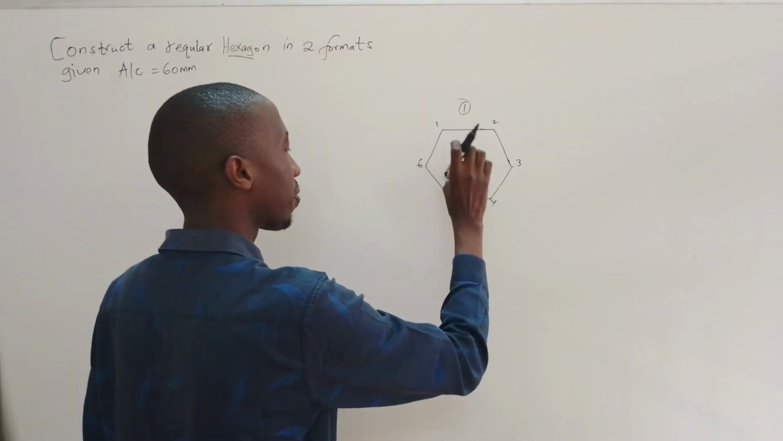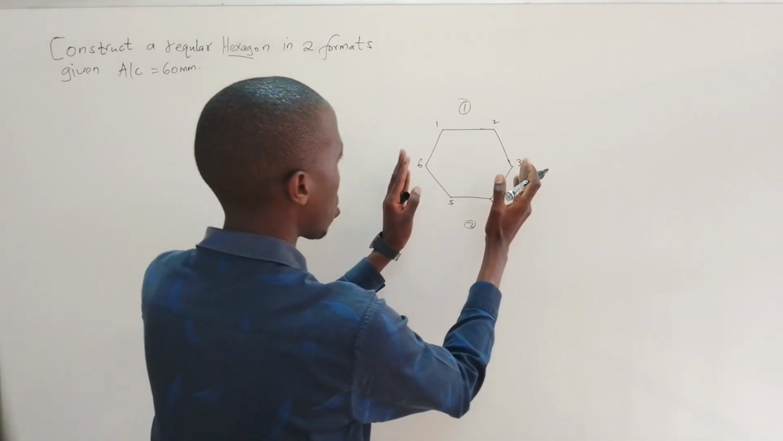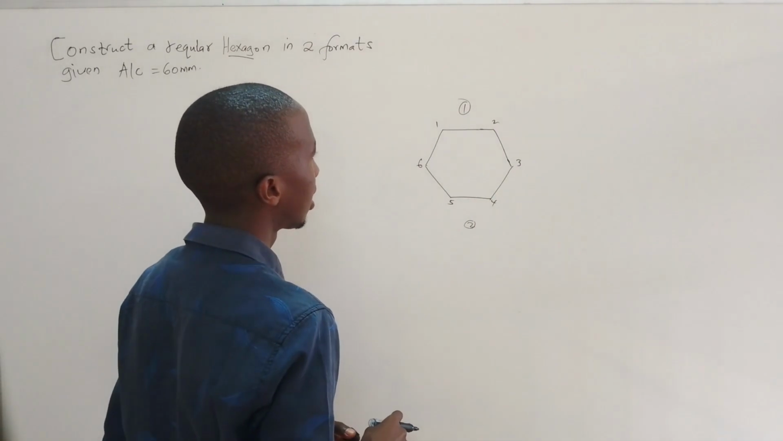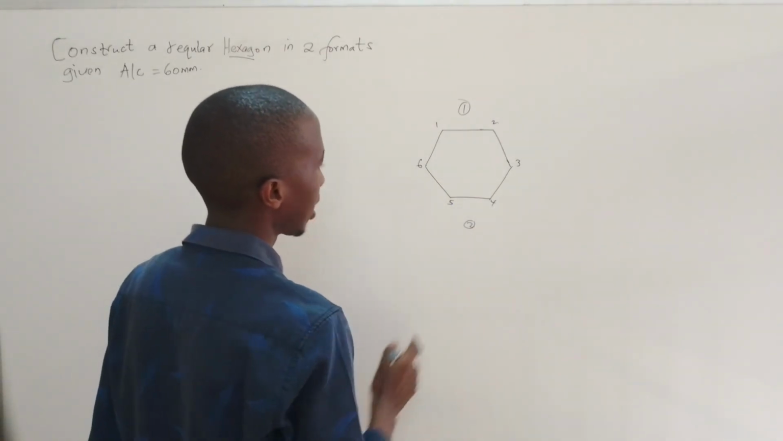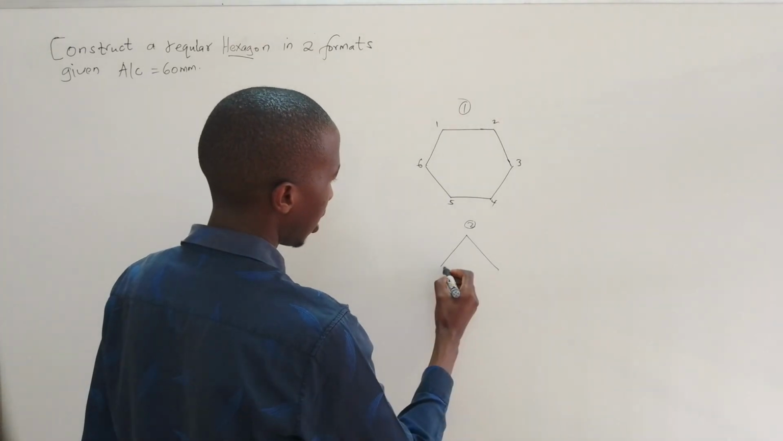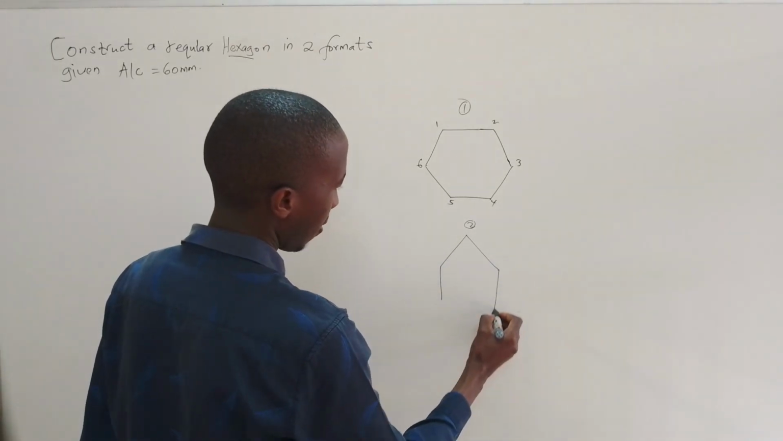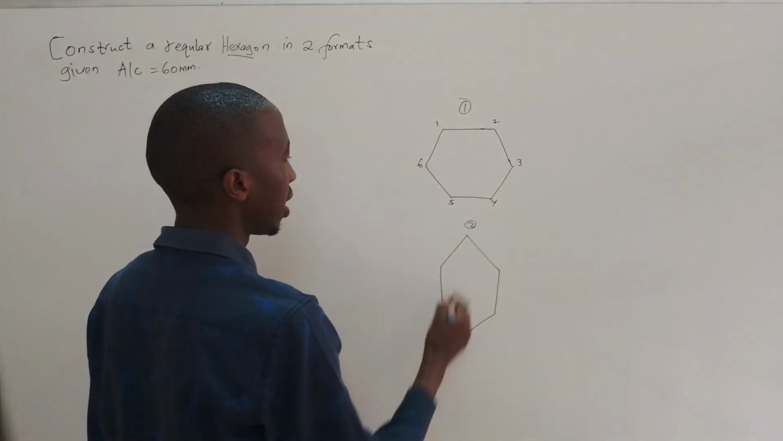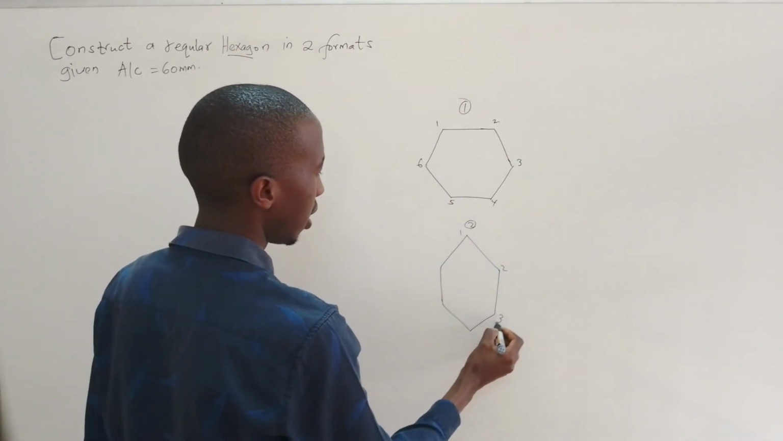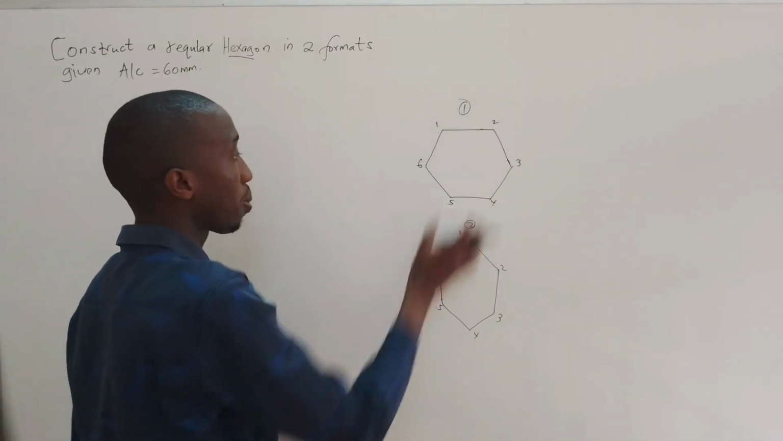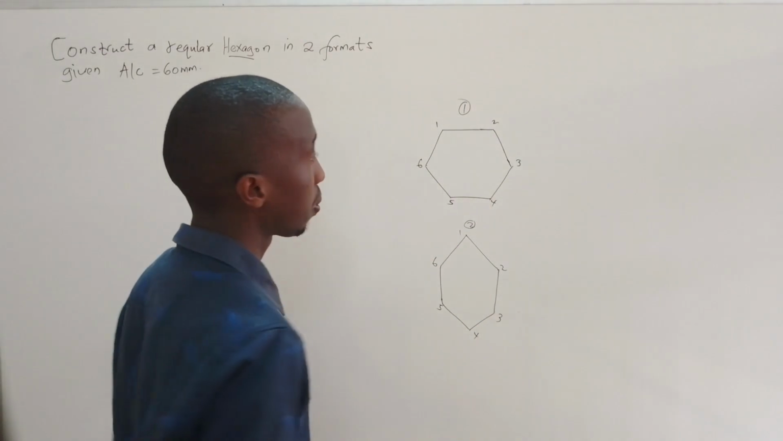Apart from this format or position, we can rotate this 90 degrees so that we can acquire the second format. If you rotate that one 90, we will acquire this format. Now you realize that we have corners 1, 2, 3, 4, 5, 6. These are the formats which we will draw in this video.